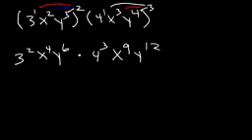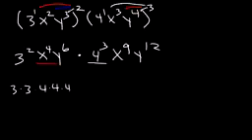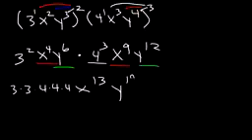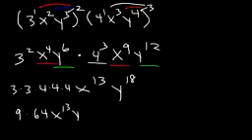3 squared is 3 times 3. 4 cubed is 4 times 4 times 4. X to the 4th times x to the 9th, we need to add 4 plus 9, so that's 13. And y to the 6th times y to the 12th, we have to add 6 and 12, which is 18. Now 3 times 3 is 9. 4 times 4 times 4 is 64. So what is 9 times 64?